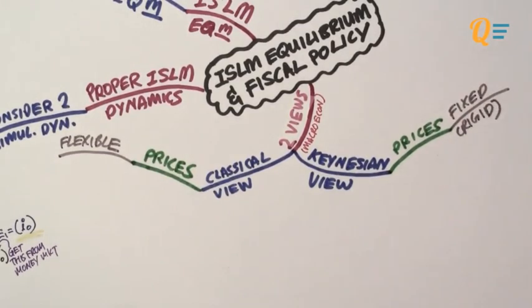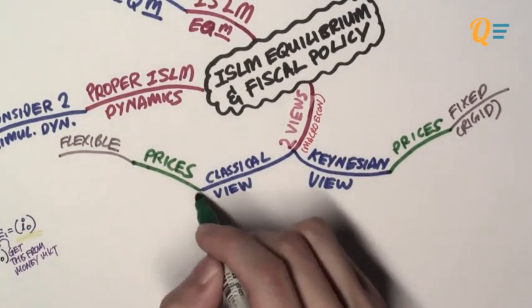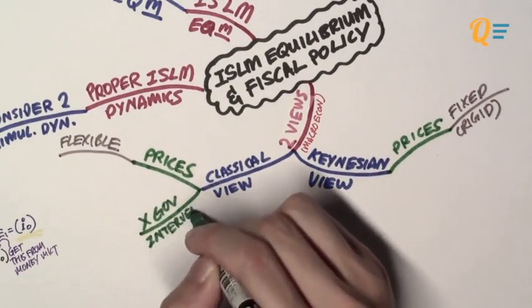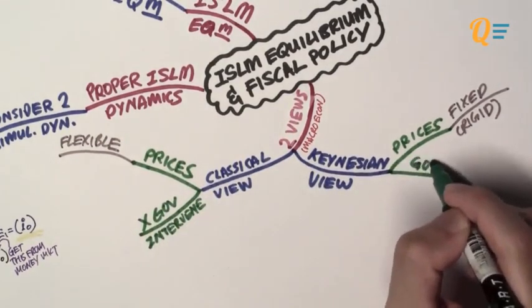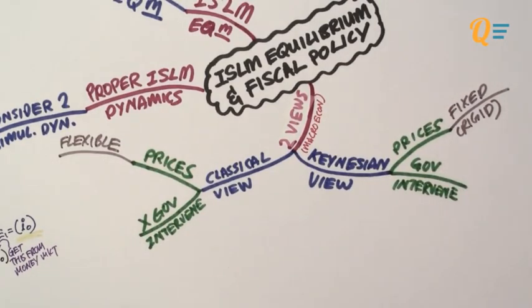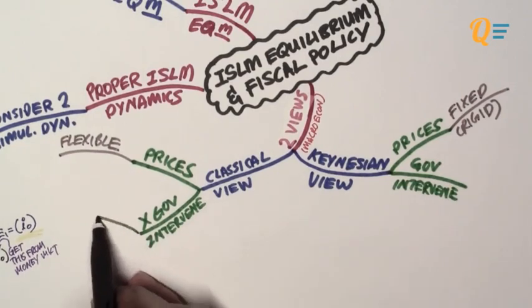The Keynesian people see prices as fixed, or what we call rigid. So one thinks that prices can change, the other thinks that prices can't change. The classical view says that there shouldn't be any government intervention, whereas the Keynesian view believes that there should be government intervention. Now, why do you need government intervention? In what scenarios are we talking about?